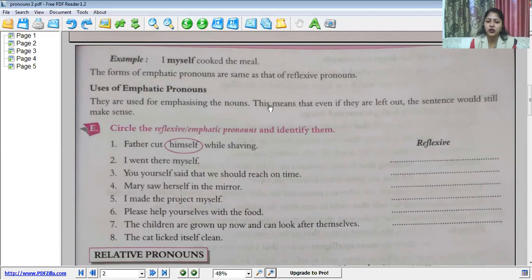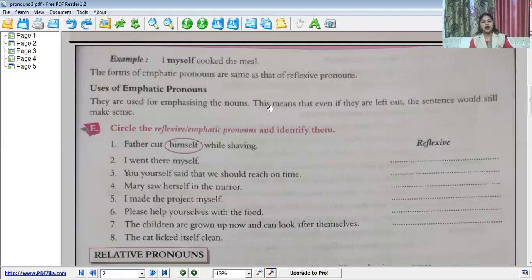pronoun. The children are grown up now and can take care or look after themselves. Again, here themselves is laying emphasis on the children, on the subject there, right? So themselves will act as a reflexive pronoun. And the last one, the cat licked itself clean. So the cat licked clean. Licked what? Itself. It's laying stress and emphasis. So again, itself is a reflexive pronoun, children.